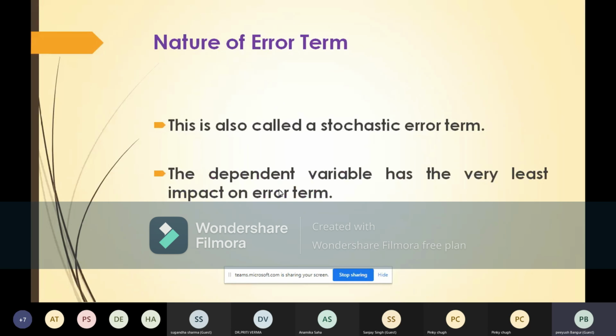Now, the dependent variable has very little impact on the error term. Definitely there is very little impact, but the impact left by the dependent variable is the core crux of your regression model or your research.